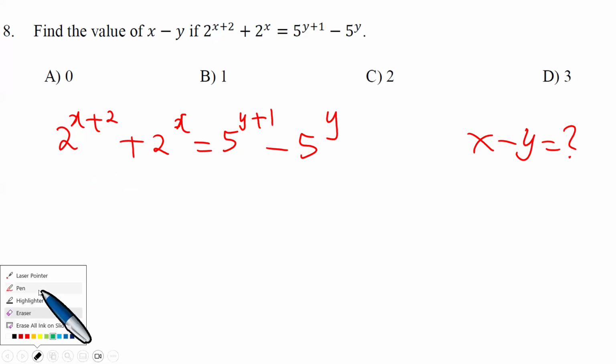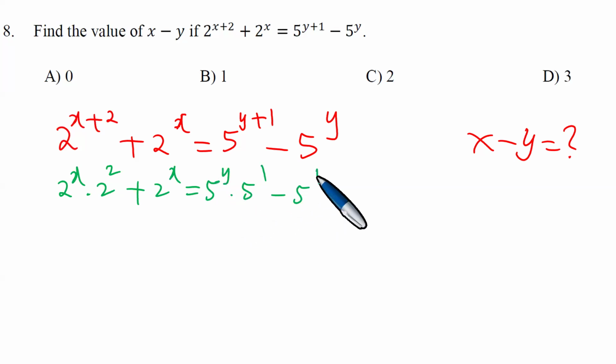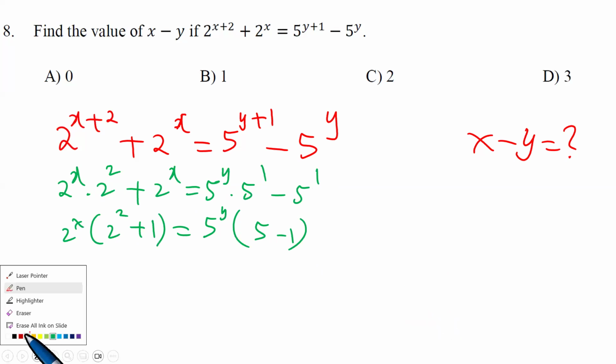You see, the idea is not just memorizing this. It is 2 to the power x, and then 2 to the power 2. And then you have 2 to the power x equals 5 to the y, 5 to the 1, 5 to the y. 2 to the power x is sort of a common factor, giving us 2 to the power 2 together with 1. There's 5 to the power y, which is 5 minus 1. Something like that. Okay, this is possible. It is our hope that it's going to work out.